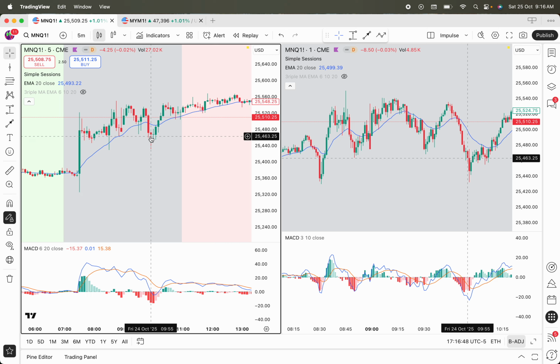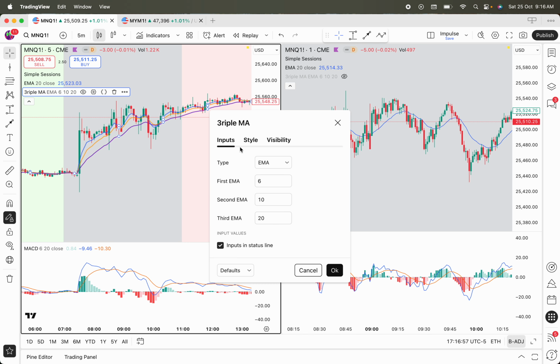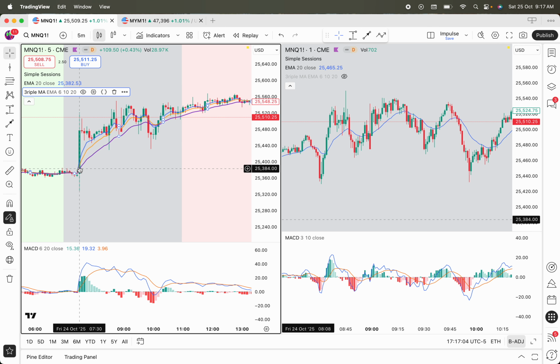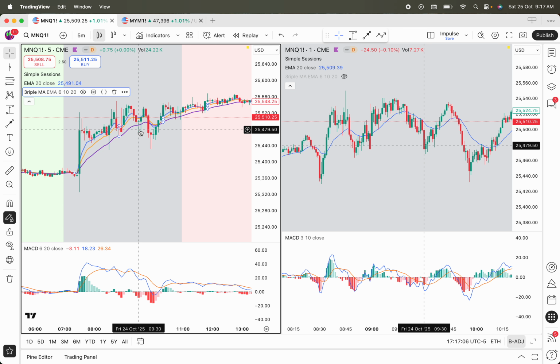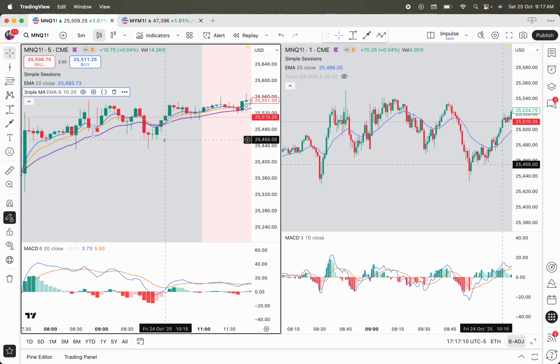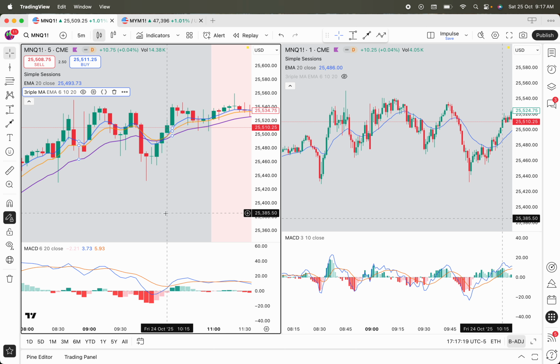However, I do also use a 10. This chart here actually has a 6, so I'll leave the 6 there. The 6 is the blue. But I also believe that if the 10 is above the 20, it is long also, and if the 10 is below the 20, the markets are generally short. The crossover of the 10 and the 20 also kind of corresponds with the MACD.